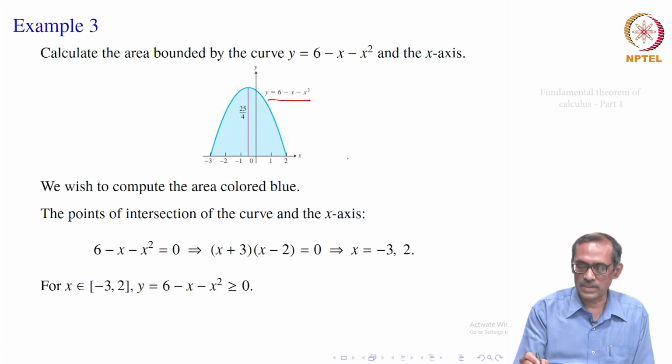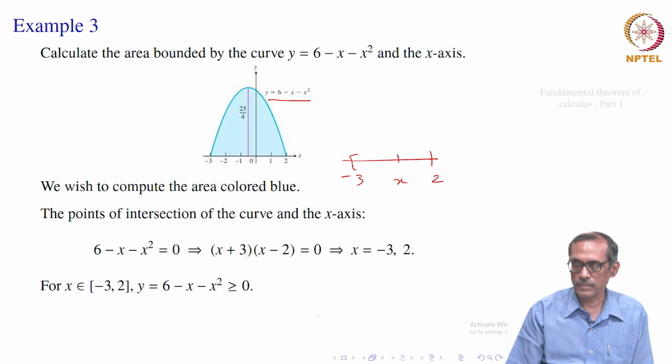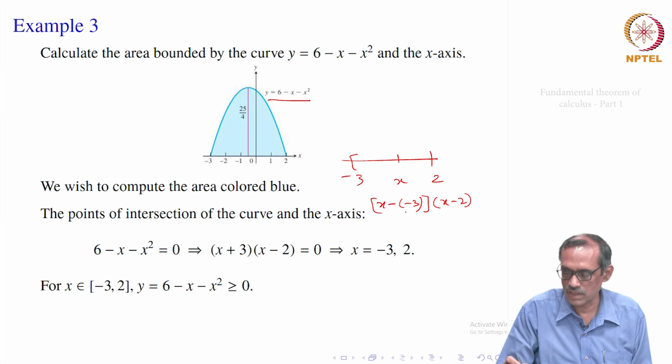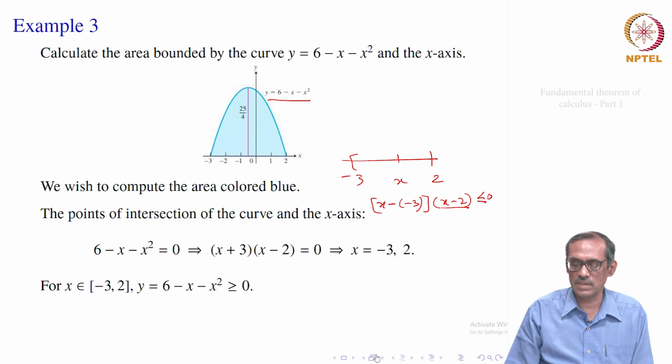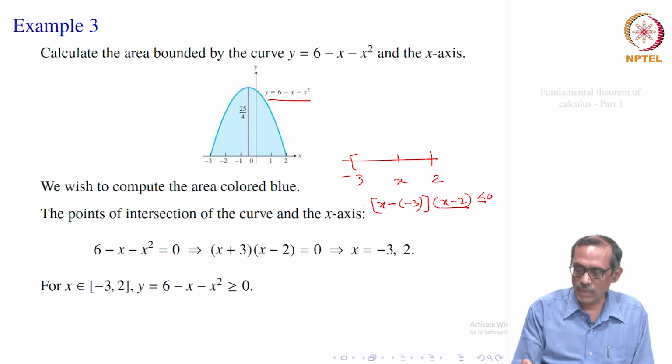So, let us take any point x between minus 3 and 2. Then you see that x plus 3 is positive, because x is bigger than minus 3, and x minus 2 is negative, because x is smaller than 2. So the whole product is negative, maybe equal to 0 at those 2 points. Our curve is minus of this thing, so that should be greater than or equal to 0.